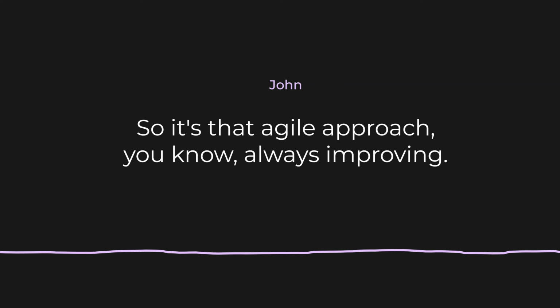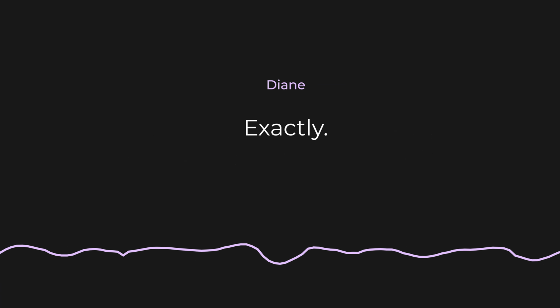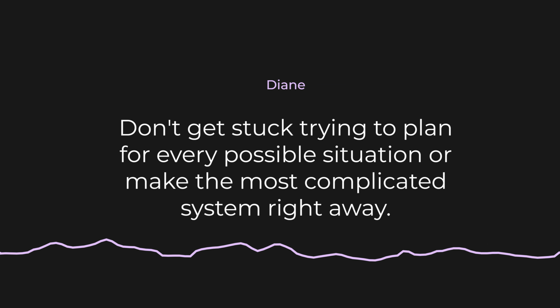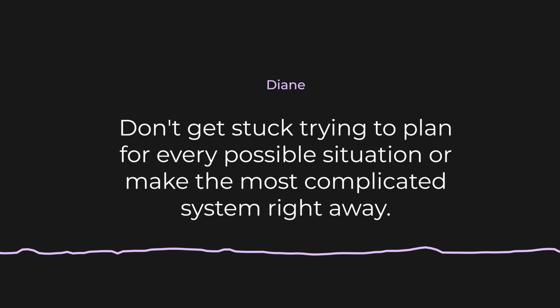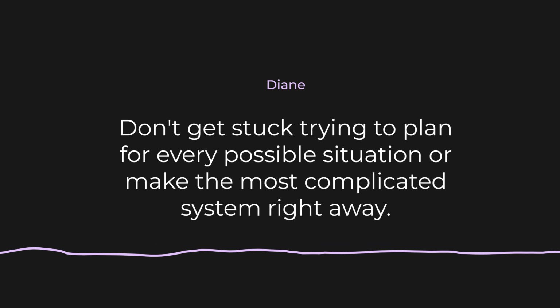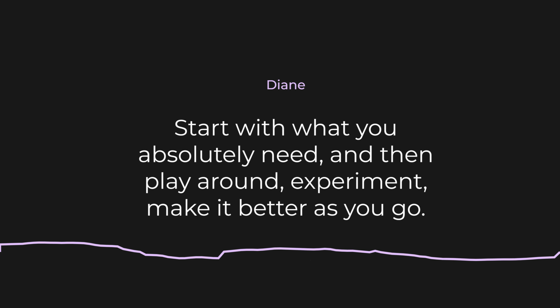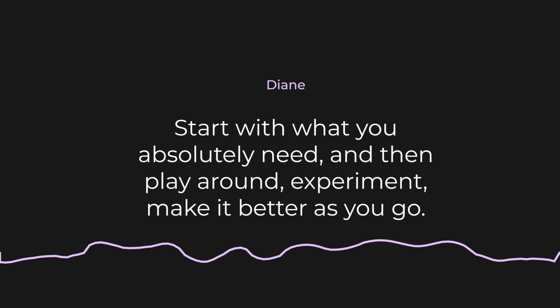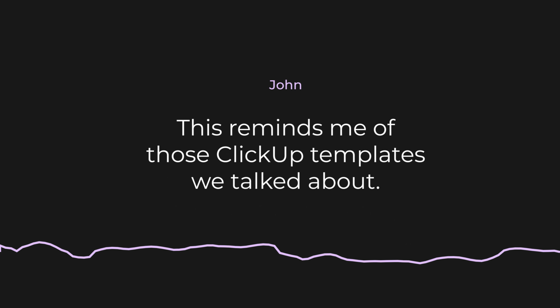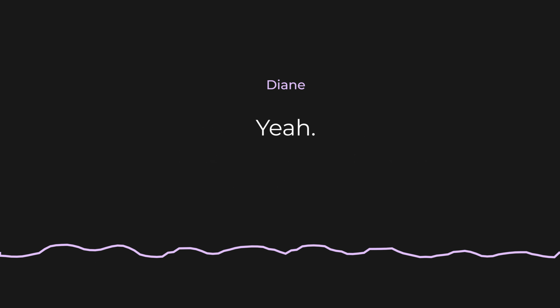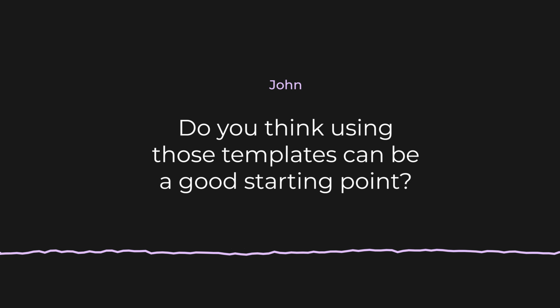So it's that agile approach, always improving. Exactly. Don't get stuck trying to plan for every possible situation or make the most complicated system right away. Start small and grow from there. Right. Start with what you absolutely need and then play around, experiment, make it better as you go. This reminds me of those ClickUp templates we talked about. Yeah. Do you think using those templates can be a good starting point?